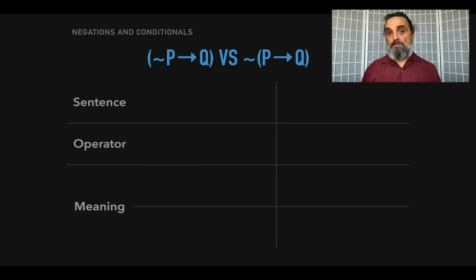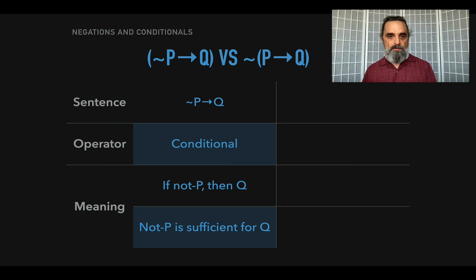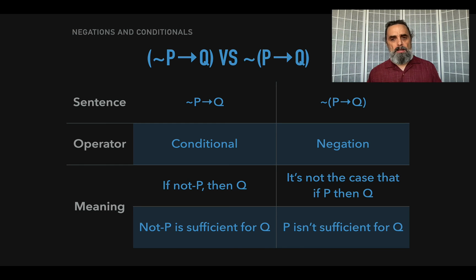So to summarize, we've got these two sentences: if not P then Q, and not if P then Q. The first one is if not P then Q, that's a conditional. It says if P is false, then Q is true. It says not P is sufficient for Q. The second one is a negation of a conditional. It says it's not the case that if P then Q, or put slightly differently, it says P isn't sufficient for Q. And we can see that those don't say the same thing.